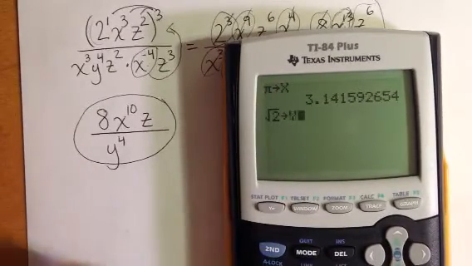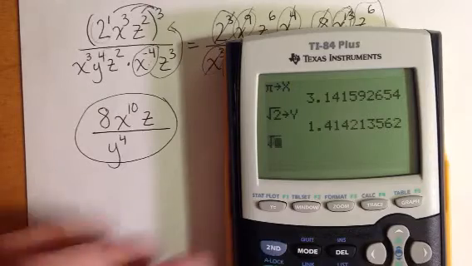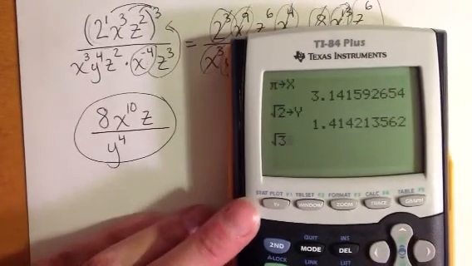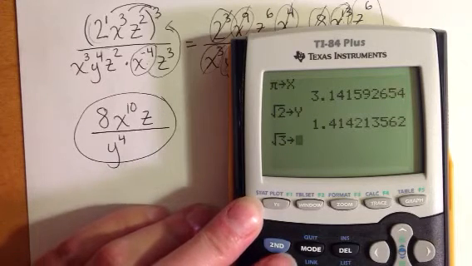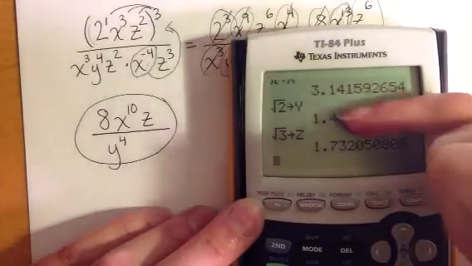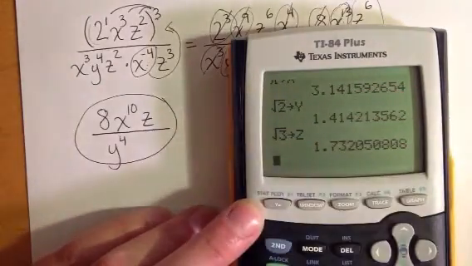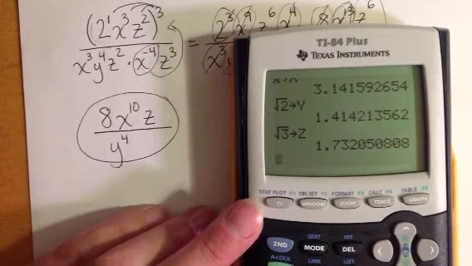Alpha y. Okay, now I need one more. Square root of 3 works. Okay, and I'm going to store that into z, alpha z. Okay, so I've got 3 different ugly decimals in here, and they don't have to be irrational numbers, but these are the ones I like to use.